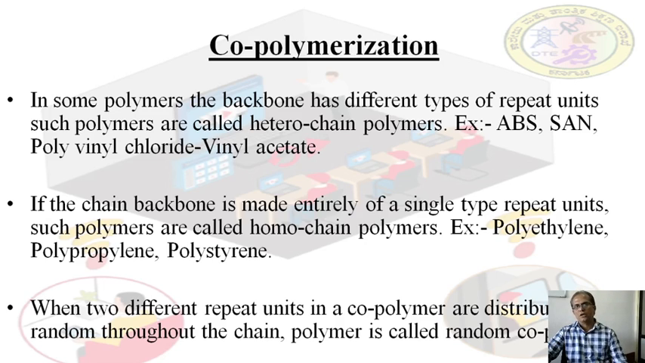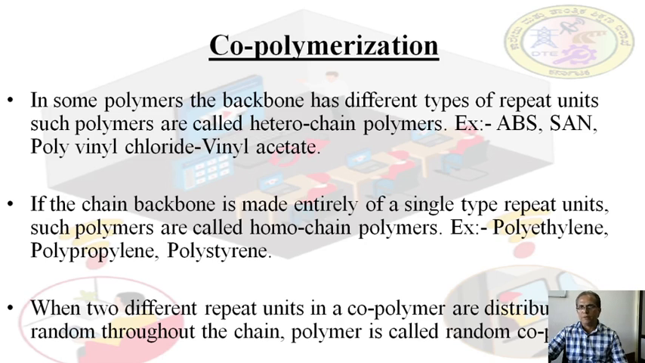Now, the question is, what is a copolymer? Copolymerization is nothing but a reaction by which we can produce copolymers. But what are copolymers? In some polymers, the backbone has different types of repeat units. If the backbone is made out of different types of repeat units, then such polymers are called heterochain polymers. Heterochain polymers are also called copolymers.